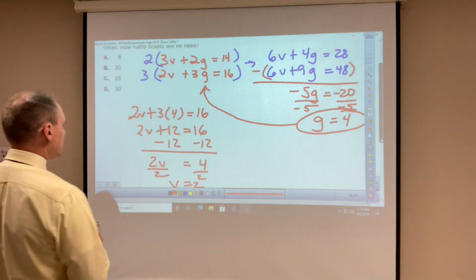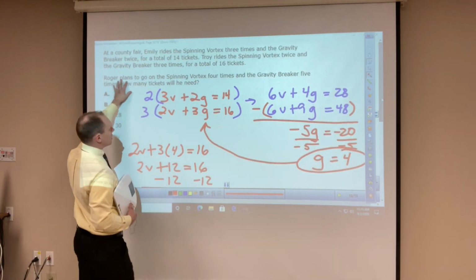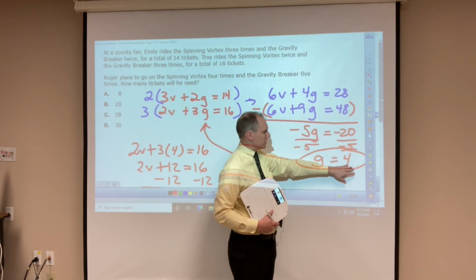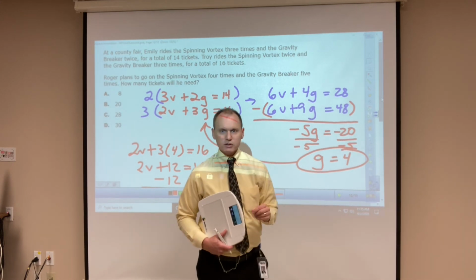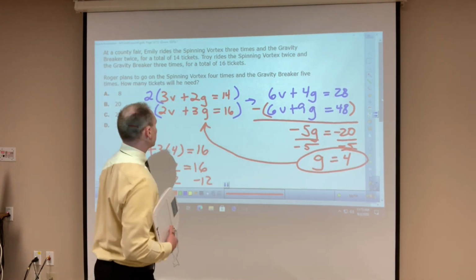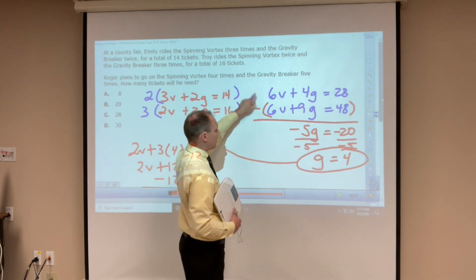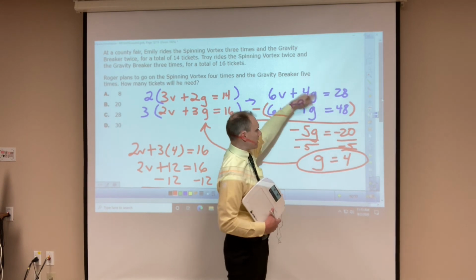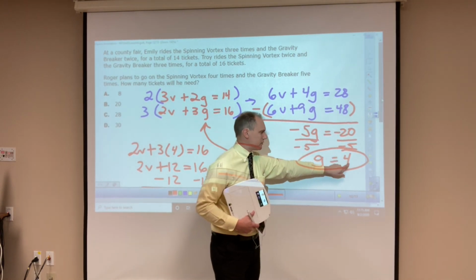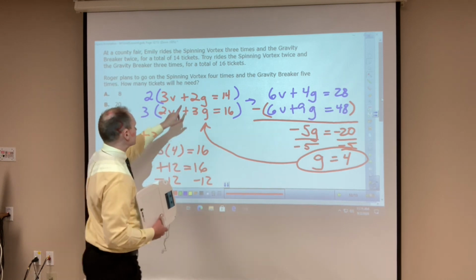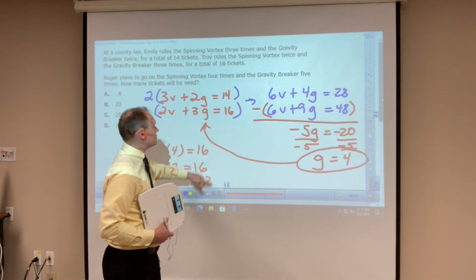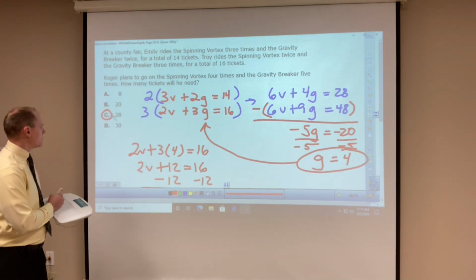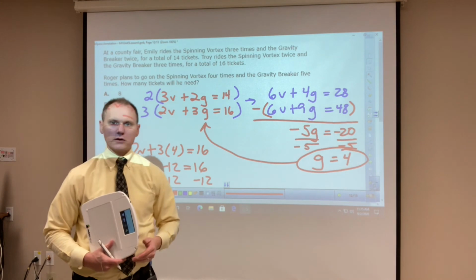So from there, we can figure out what Roger needs. Roger's doing the vortex 4 times, so 4 of these. So if he needs 4 sets of 4, he's actually going to need 16 tickets to ride the vortex 4 times. The gravity breaker 5 times, so it would actually be 20. Sorry, four sets of 5. So the gravity breaker 5 times, so 5 times 4 is 20. And then the vortex 4 times, which was 2. So 4 times 2 is 8. Add those together and we should get 28, just as we did in our last video. So, you can see the difference here.